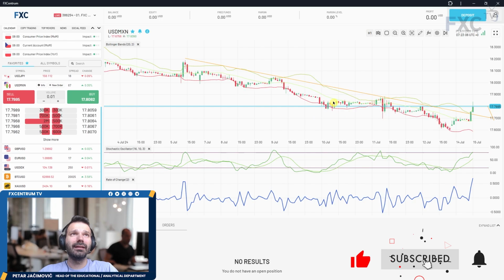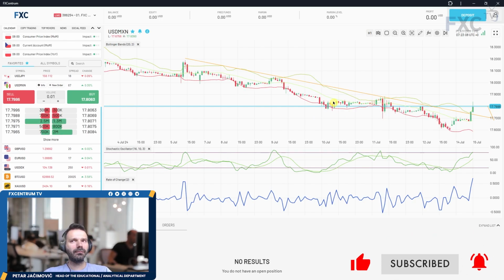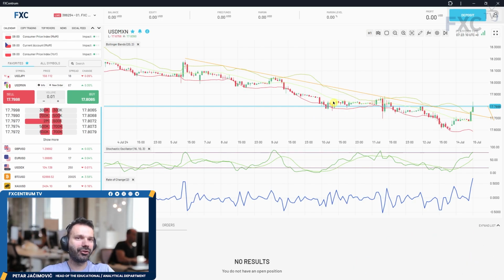Dollar Mexican peso is interesting, and I think I will definitely cover this in a separate trade idea, so stay tuned, because very soon I will cover this trade idea. I will just say that there is a chance for a rally, and we have a broken supply trend line, but I will speak more about that in a separate video.